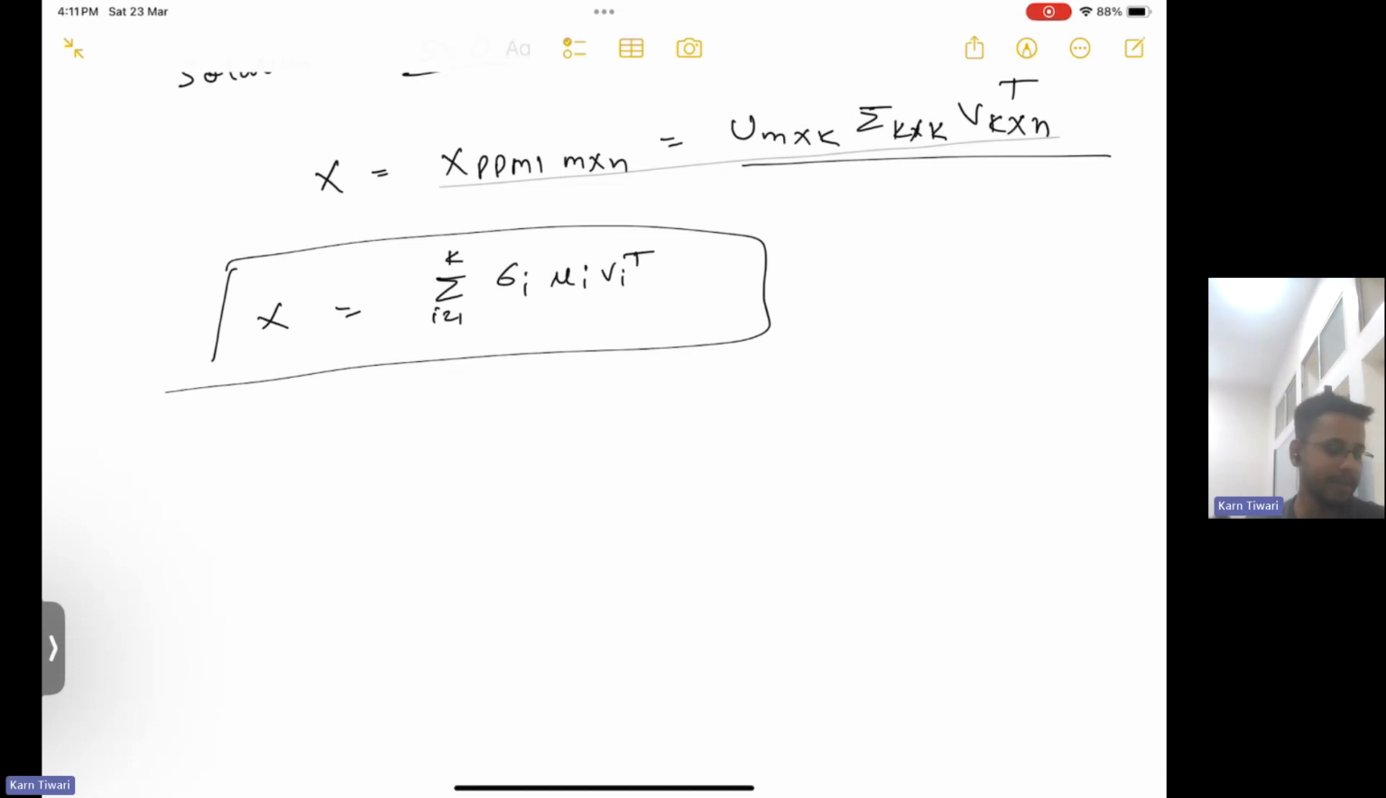For example, if K is 1, then we are asking for the best rank 1 representation of X. If it's 2, then it will be the top 2. In the SVD decomposition, you can order the singular values and keep them based on magnitude. The larger the value, the more important; if you want K, then the top K magnitudes of singular values are what you keep for the approximation.